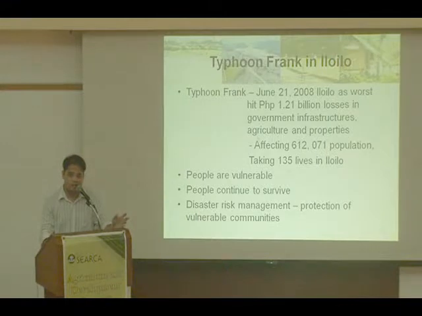So the focus of my study was on the effects of Typhoon Frank in the province of Iloilo. On June 21, 2008, Iloilo was one of the worst hit provinces of Region 6, wherein approximately 1.21 billion pesos was lost in terms of government infrastructures, agriculture, as well as properties. It also affected the 612,071 population of the province, and it took away 135 lives in Iloilo.